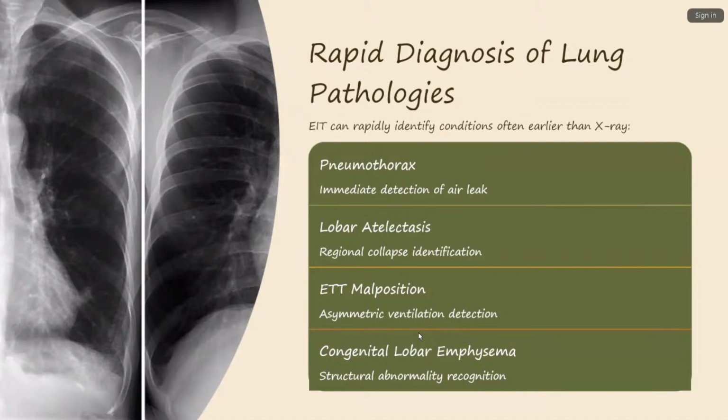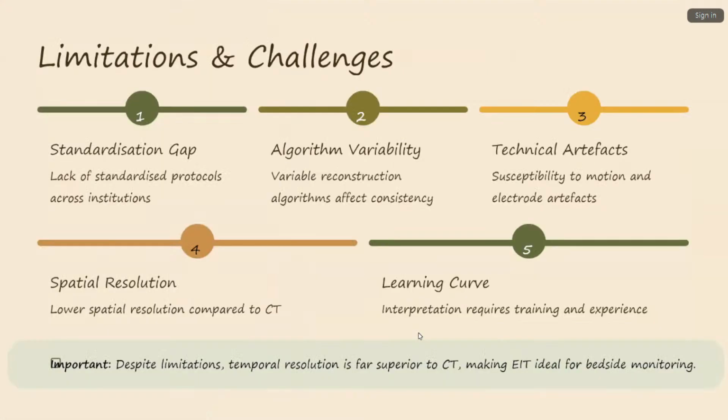So basically, this helps us in rapid diagnosis of lung pathologies. Like pneumothorax, immediate detection of air leak can be done. Lobar atelectasis can be seen. Similarly, ET tube malposition as well as congenital lobar emphysema, all these things can be displayed on the screen in real time.